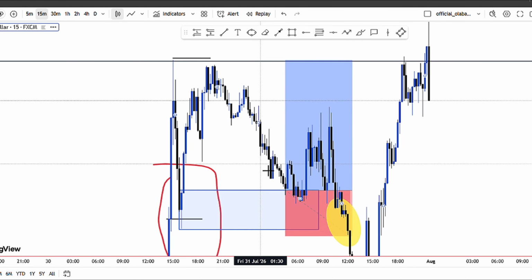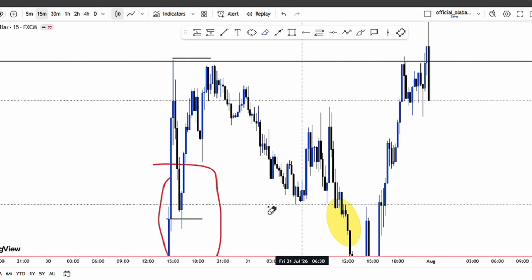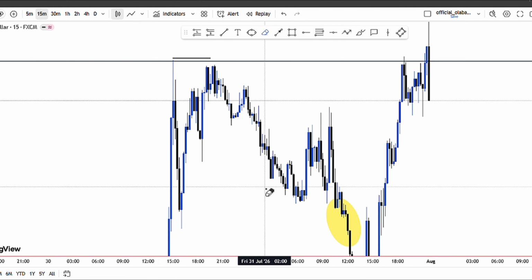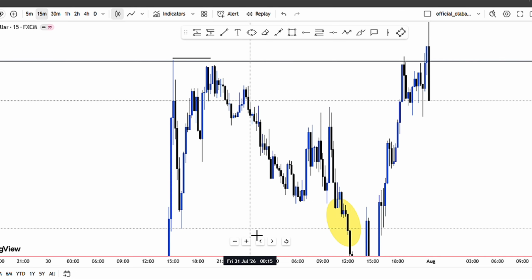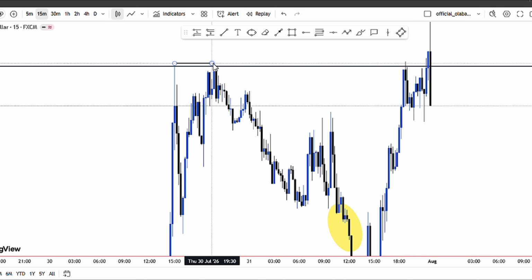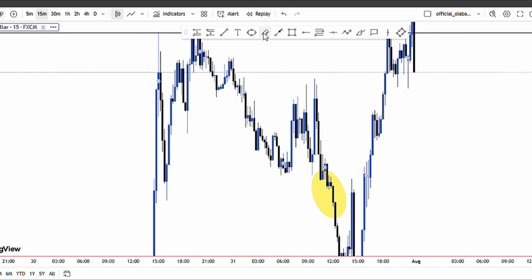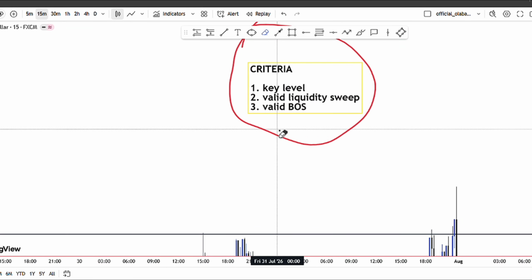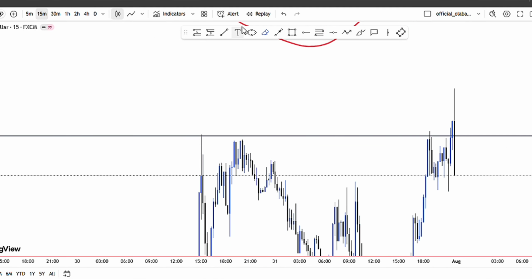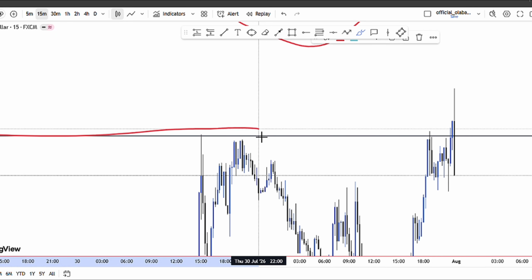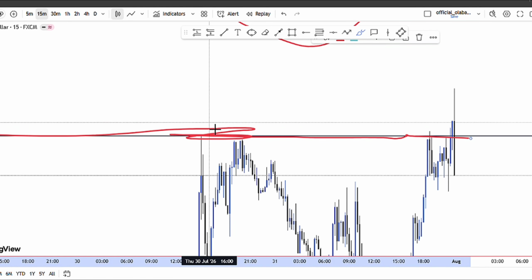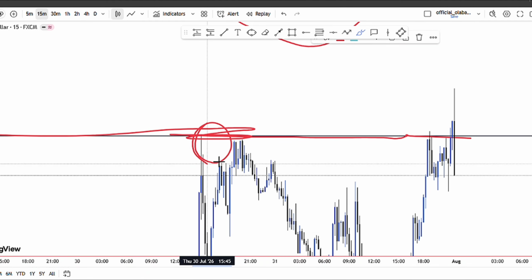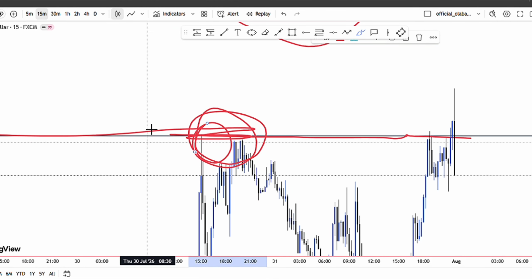Now let's talk about valid supply or demand, right? How do we know if supply is valid? It's basically just using those same criteria. Number one, let me clear all this very fast. Number one, we need a key level, right? And this place the market is coming from is a key level because it is on the higher time frame. I'm talking about this line here where the market is rejecting off from this place entirely. This place entirely is a key level, right?